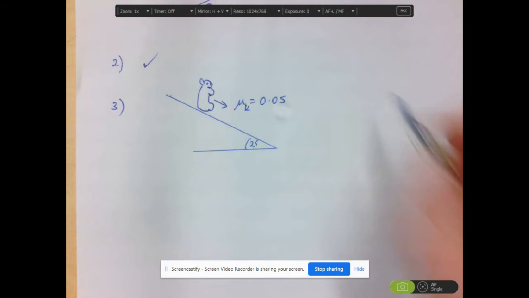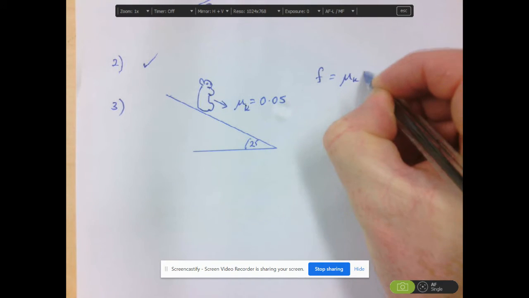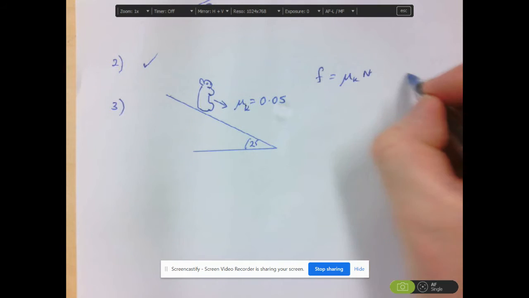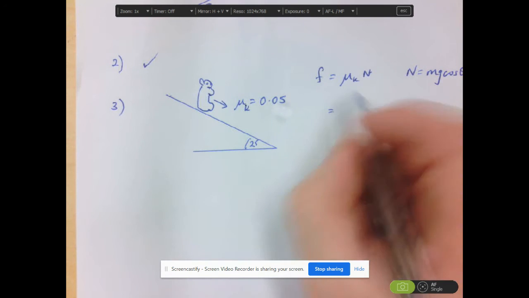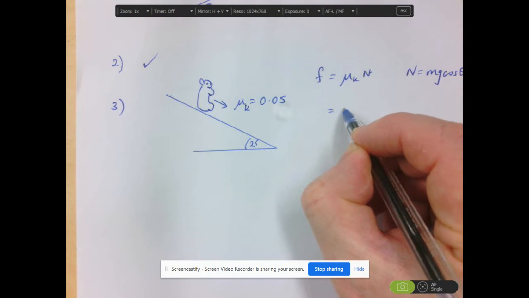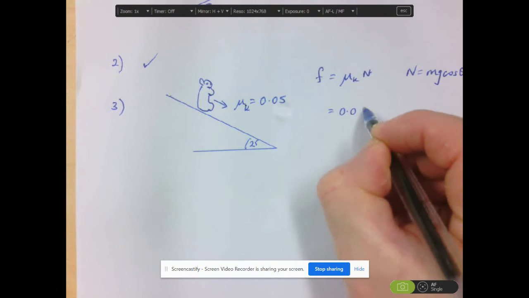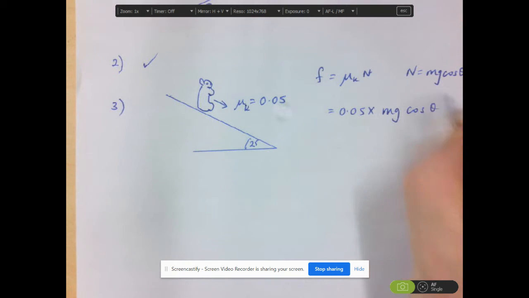So we know that friction is equal to mu k n, and n is mg cos theta. So in this case, it's very simple to work out that this will be mu k, which is 0.05 times mg cos theta, where m is the mass of our polar bear and theta is the 25 degrees.